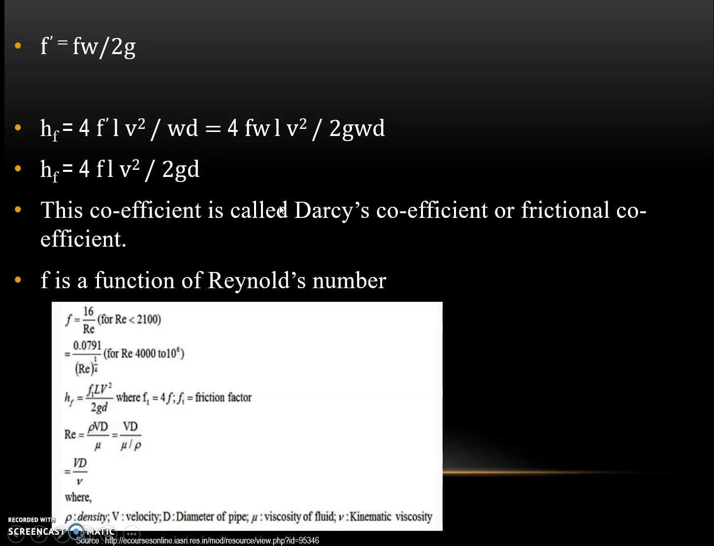This coefficient is called Darcy's coefficient or frictional coefficient, and F is a function of a Reynolds number, and this value of F can be calculated by knowing the Reynolds number. If Reynolds number is less than 2000 or 2100, it will be equal to 16 divided by RE, and if Reynolds number lies between 4000 to 10 raised to 6, then F equal to 0.0791 divided by RE raised to 1 by 4.